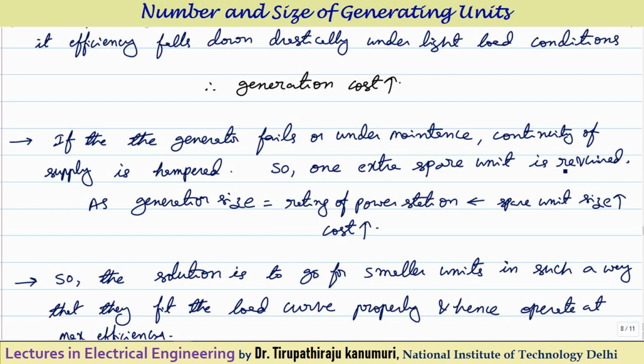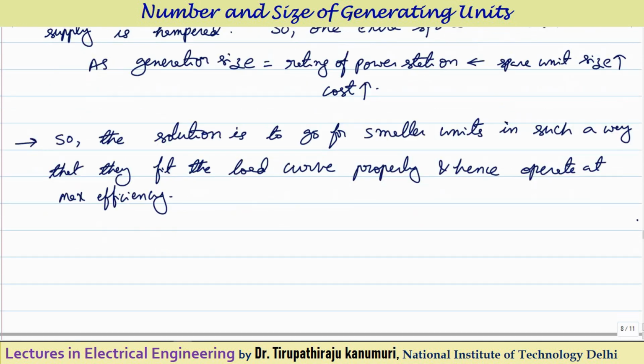So what should be the rating of the spare unit capacity? Obviously the spare unit capacity also will be equal to the rating of the generator, that is nothing but equal to the rating of your power plant. That means a huge size generator is required, so automatically the cost of the spare unit increases drastically. So automatically there is a huge initial investment. So instead of saving, you are wasting here in the form of the extra spare unit. If the spare unit is not maintained, automatically maintaining the continuity of supply is a very difficult task.